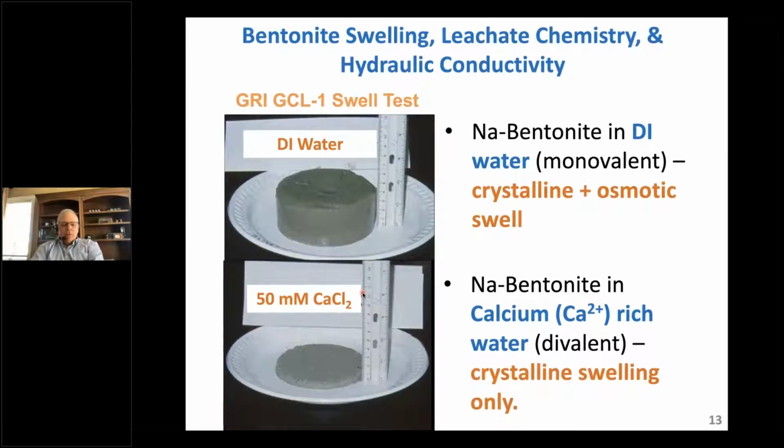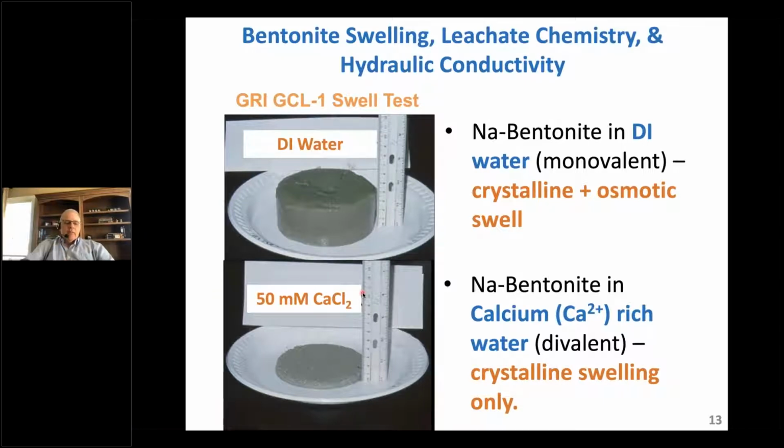I've shown this before. If you recall the historic GRI GCL1 swell test, where we took a Proctor mold and put a thin layer of bentonite in the bottom of the mold, essentially the same mass per unit area as in a GCL. And then we would pour the hydrating liquid on top of that bentonite. There would be a plate in there, and remember LVDTs that we use to measure swell. Now we use LVDT. We used to use dial gauges back when these first got started.